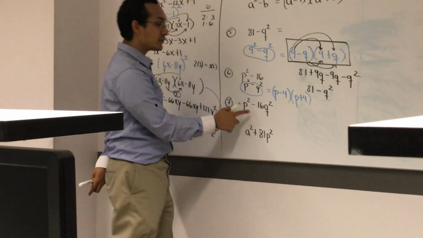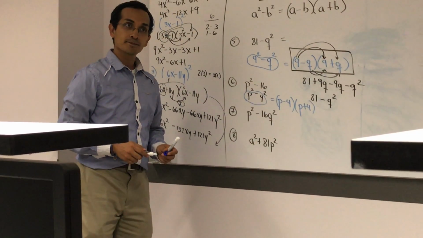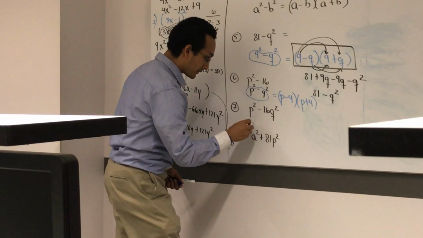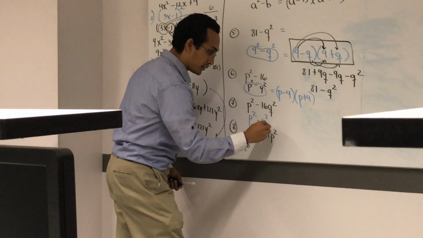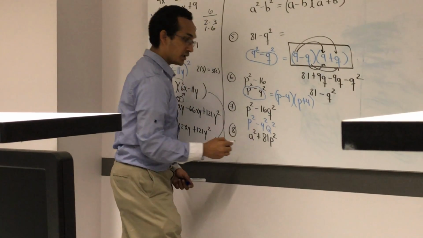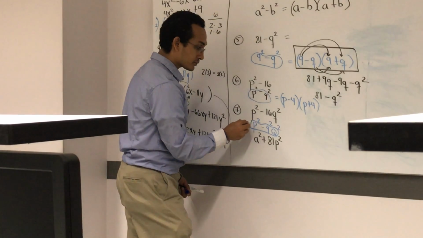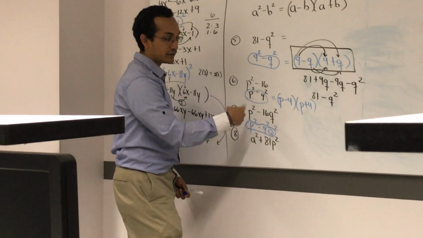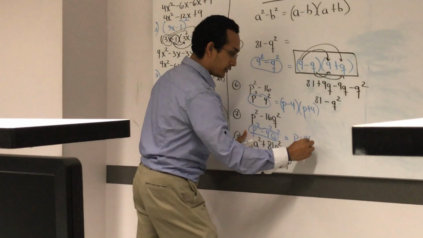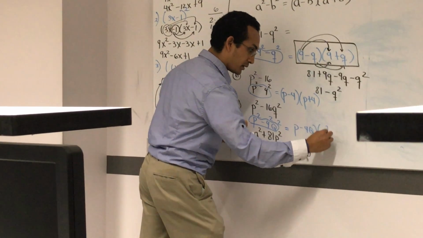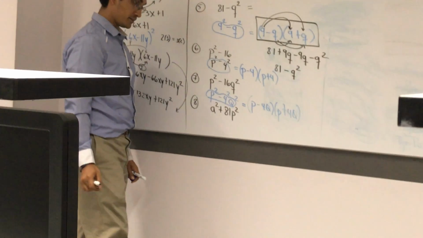Let's do this one here. p squared minus 16q squared. Is everything here a square? Yes. So you have p squared, and you have 4 squared, q squared. The trick again: circle everything under the 2. You have one answer here, and the other answer is going to be positive. So the answer is p minus 4q, p plus 4q. Therefore, you have your answer.